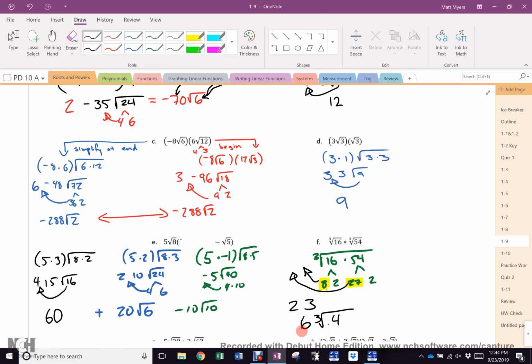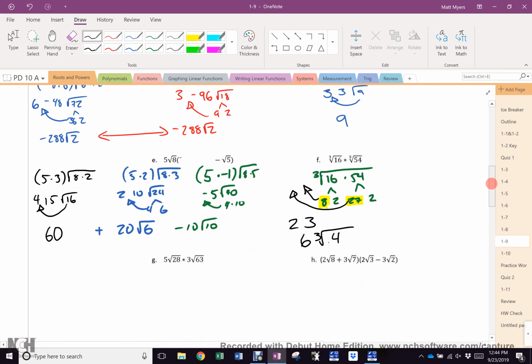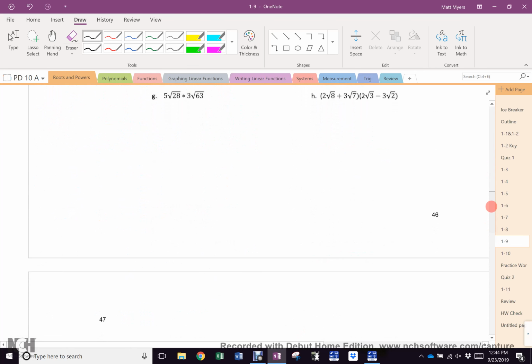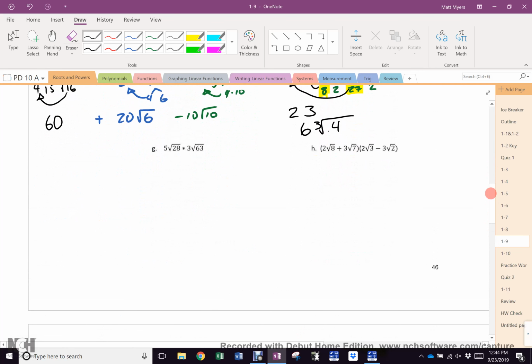It's cube root, not square root. Okay? Okay. You do G and H. They are very, very sneaky. Well, G isn't. H is very, very sneaky.